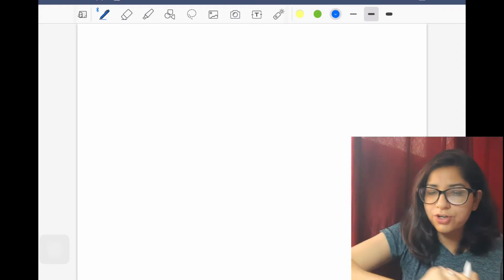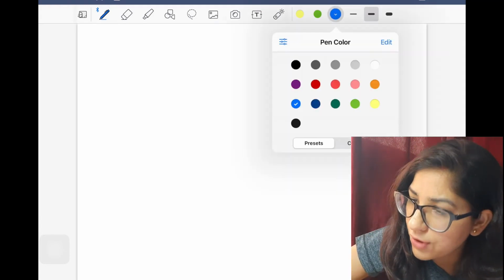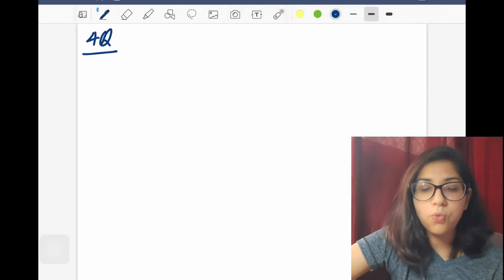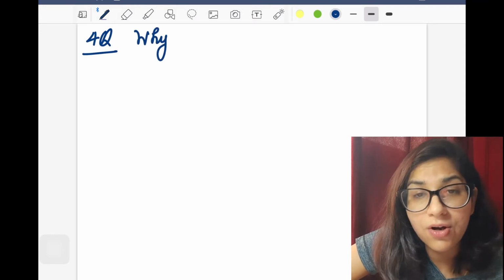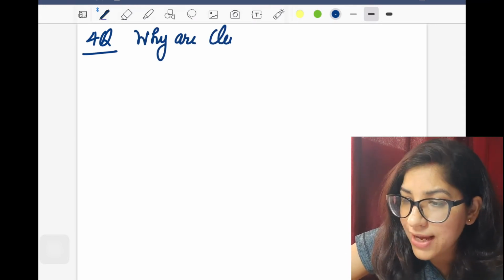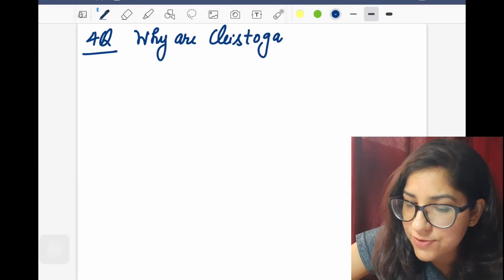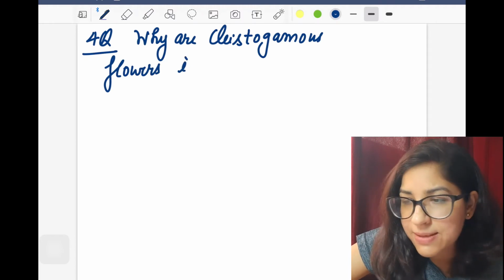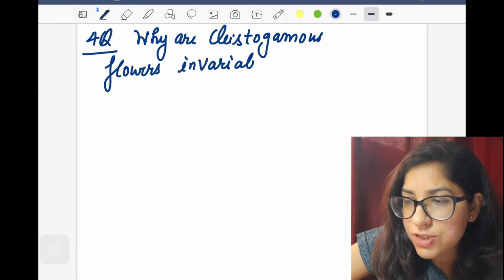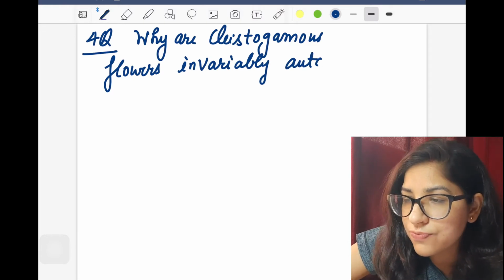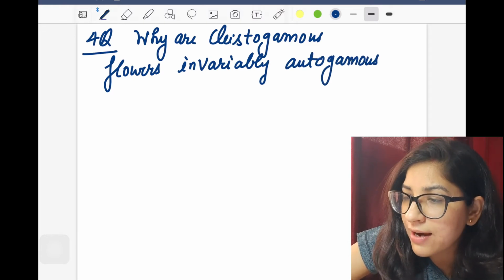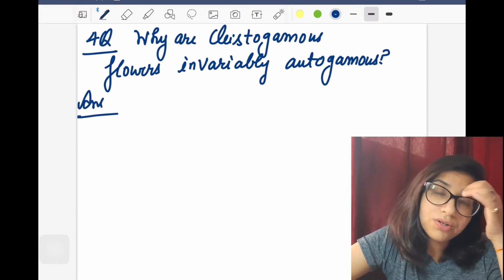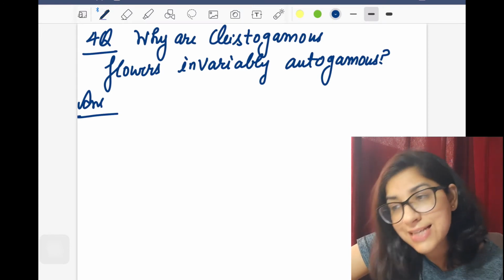The next question I am quickly taking is again on a very important topic, Cleistogamy. This terminology is very important. Why are Cleistogamous flowers invariably autogamous? The question is very simple, but sometimes students get confused by it. Children, what is autogamy? Self-pollination.